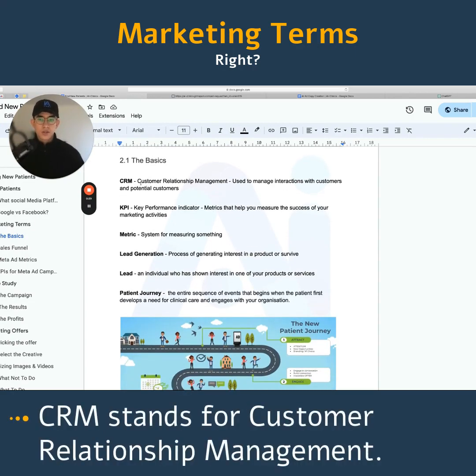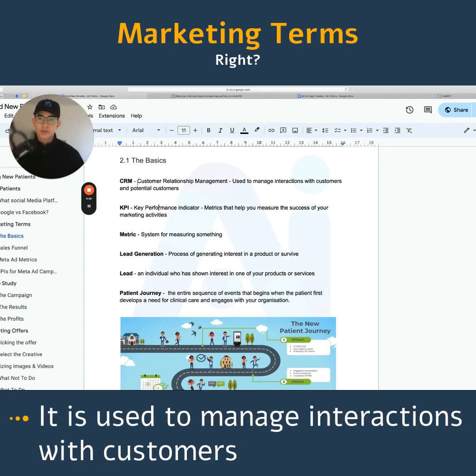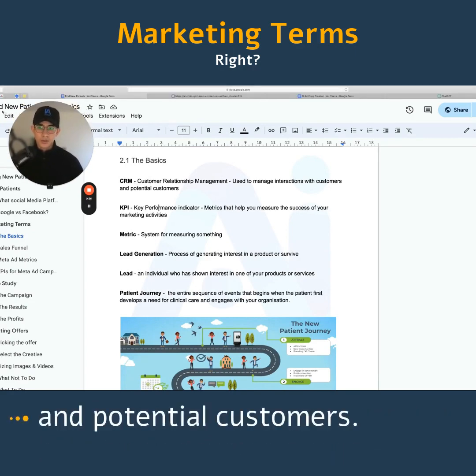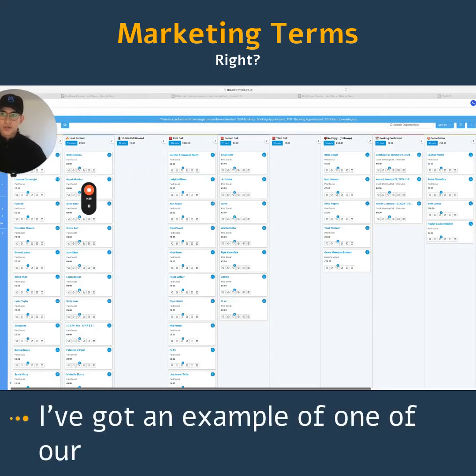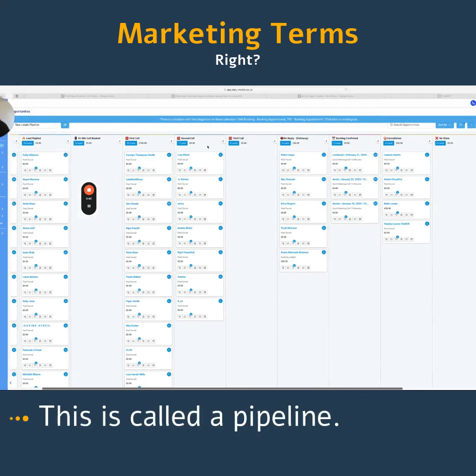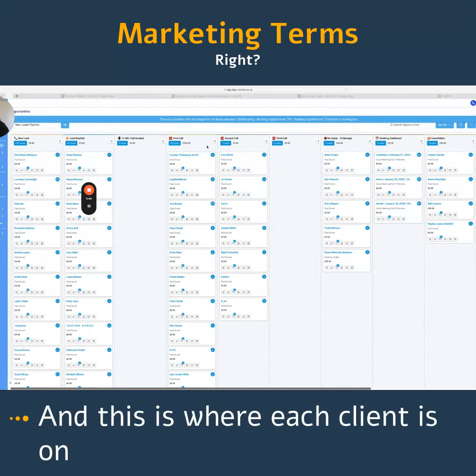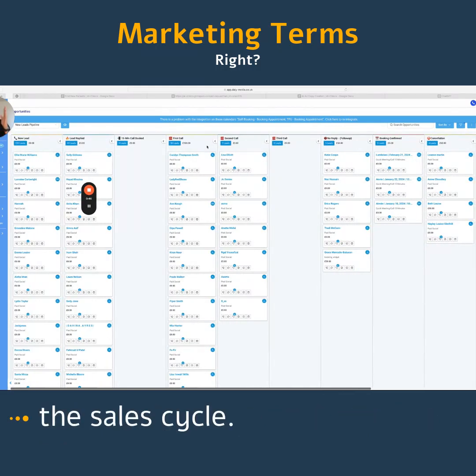CRM stands for Customer Relationship Management. It is used to manage interactions with customers and potential customers. Over here, I've got an example of one of our clients. As you can see, this is called a pipeline, and this is where each client is on the sales cycle.